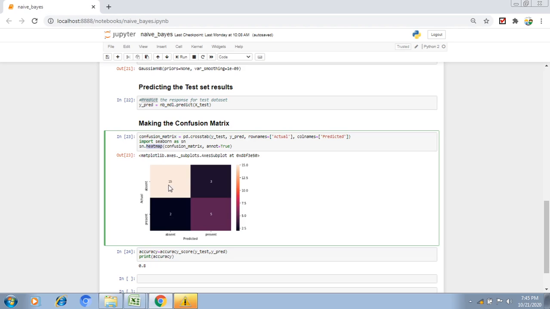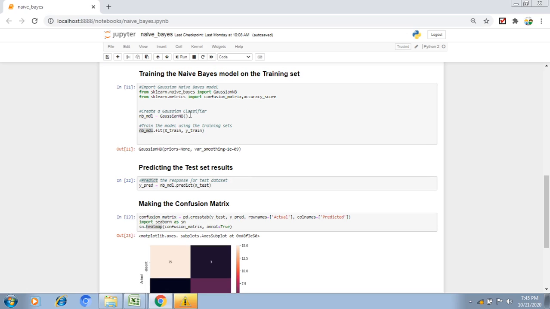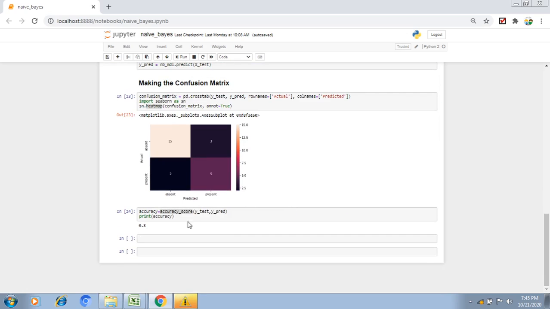Out of 25, 20 are correct and 5 are wrong. 20 by 25 if I calculate, then I will get the accuracy of 0.8. Here I'm using accuracy score from the sklearn API. I am passing y test and y prediction, and it will calculate the accuracy. Simply it will do 20 divided by 25, and we'll get 0.8.